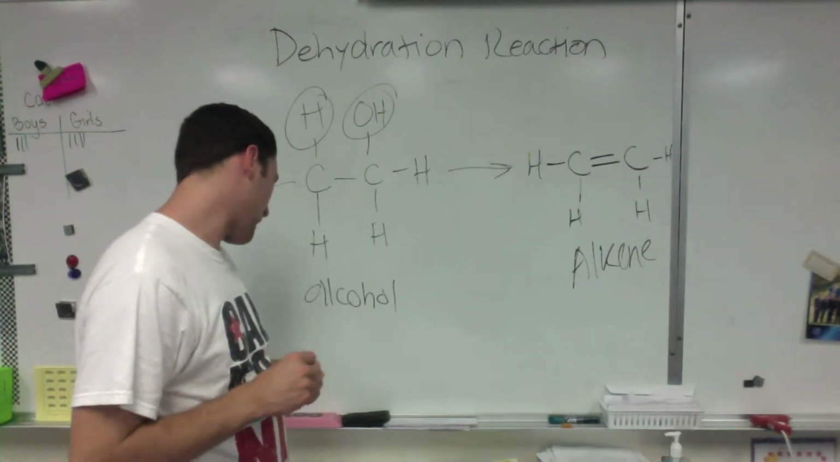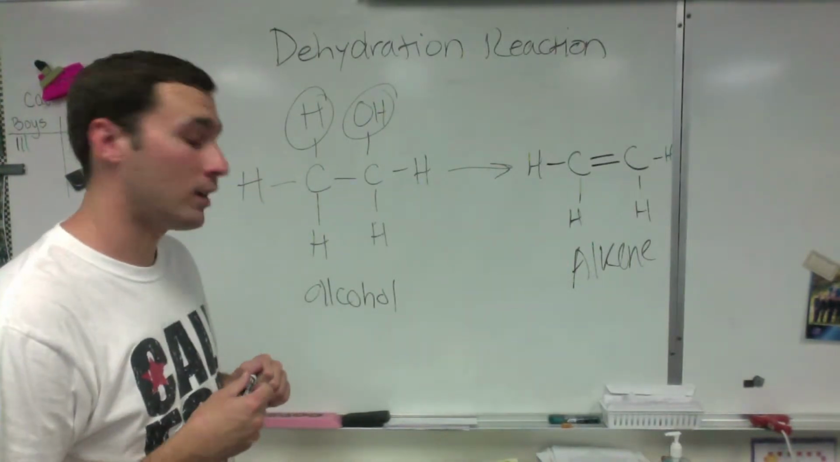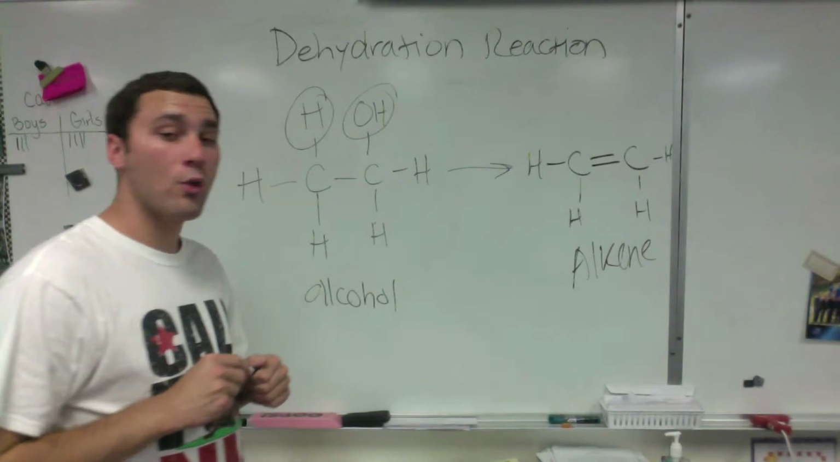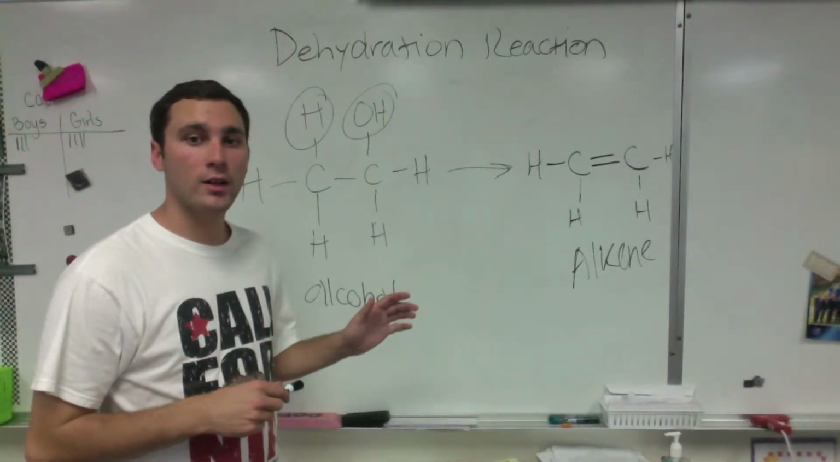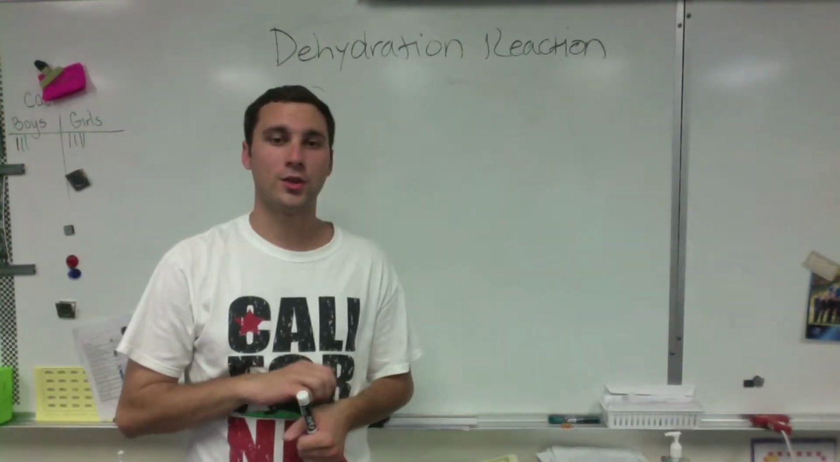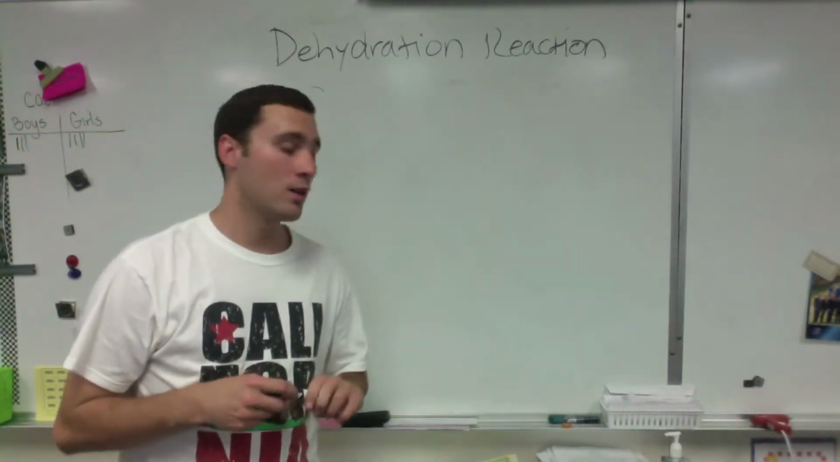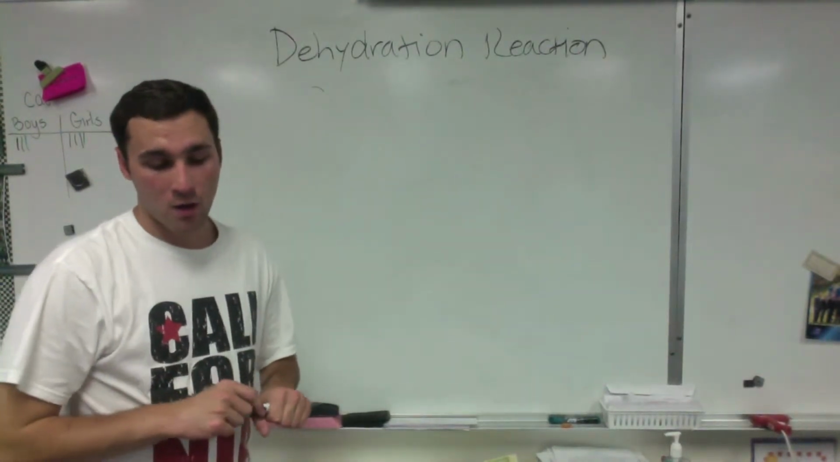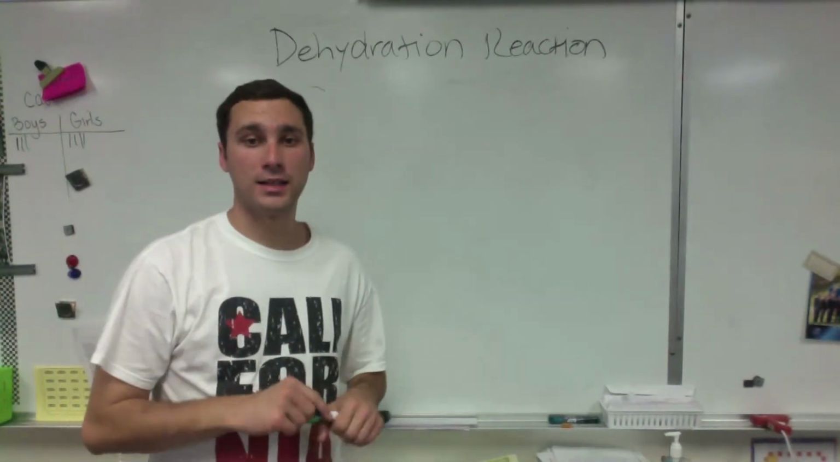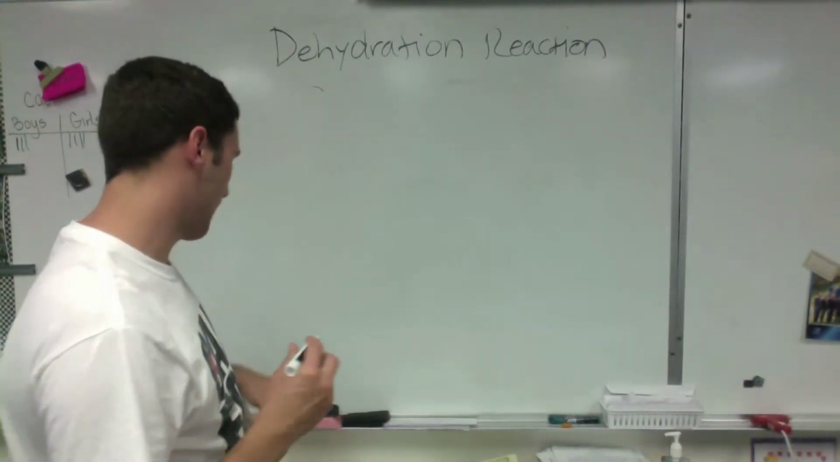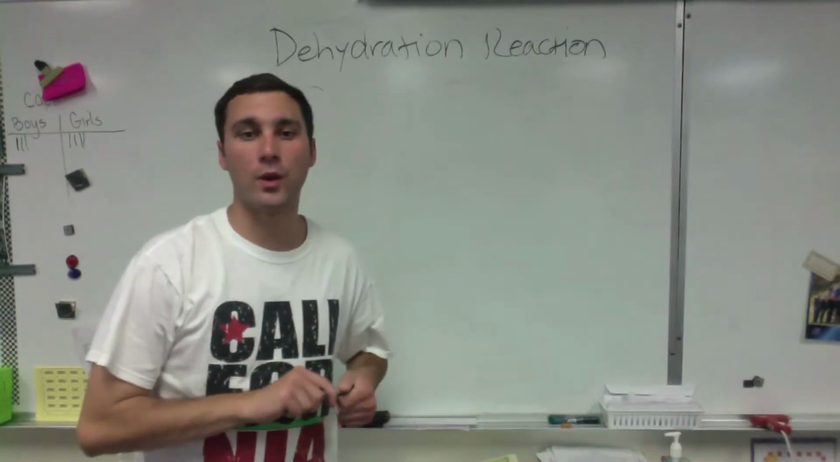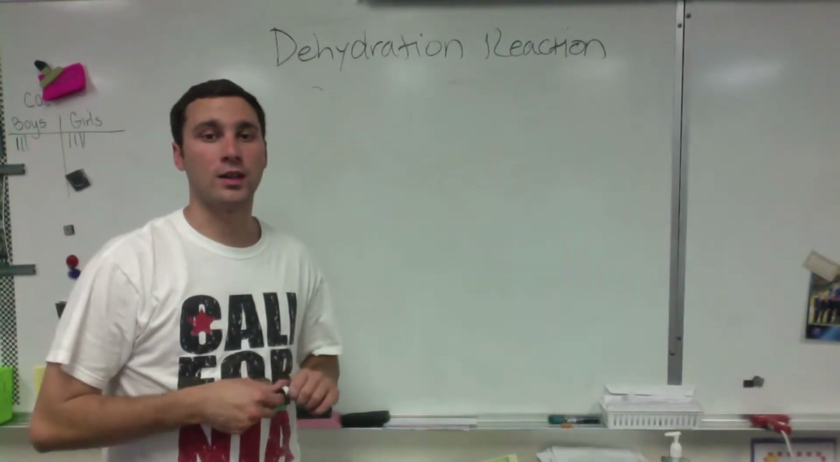Now, not all dehydration reactions form only one alkene. And in a reaction forming two alkenes, there is a major product and a minor product. Now, to determine which alkene is the major product and which one is the minor product, you have to look at which carbon has the least amount of hydrogens connected to it. Now, I'm going to show you an example of when an alcohol is dehydrated into two different alkenes.